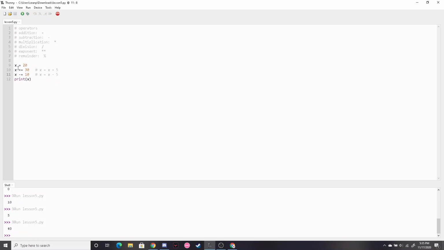You start off with 20, you add 30 to your x value, and that new value basically becomes your new x. It's like replacing it almost. And then with that new value, you subtract 10 from it, and that becomes your new x value. And then at the end, you're printing that brand new x value after all of these executions. Yeah, that's pretty simple to remember.